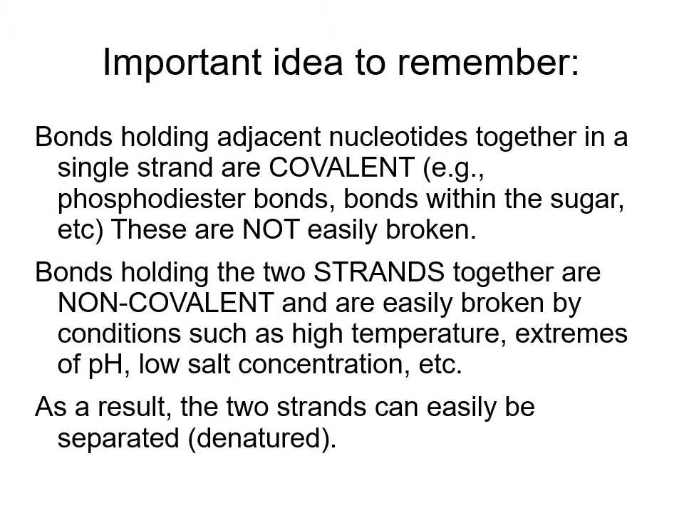Okay, so remember that the bonds holding the nucleotides together in a phosphodiester bond are very strong and covalent, whereas the ones that hold the two strands together are non-covalent and easily broken by conditions like high temperature, etc. This is a useful trick because once we've separated them, we can then hybridize them to something else that we put in that's complementary to the strand that we're looking for.